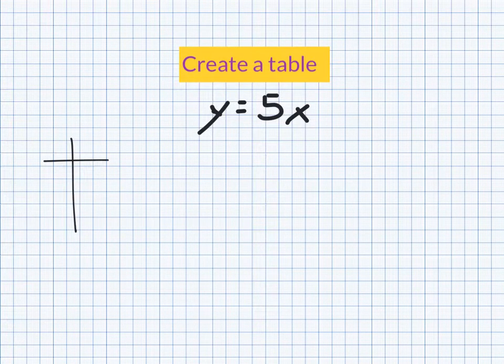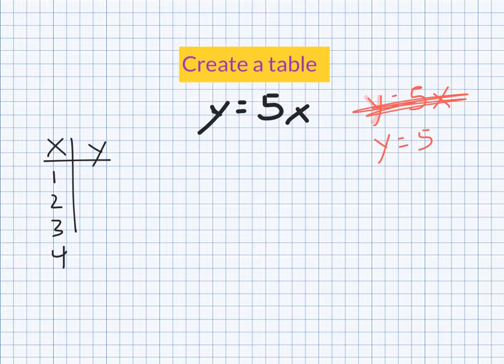Alright, so I start with my table, x, y. I can choose any x values. This time I'm going to choose 1, 2, 3, and 4. And let's start substituting. Y equals 5x. But instead of x, I'm going to use 1. Y equals 5 times 1. What's 5 times 1? Well, that's 5.